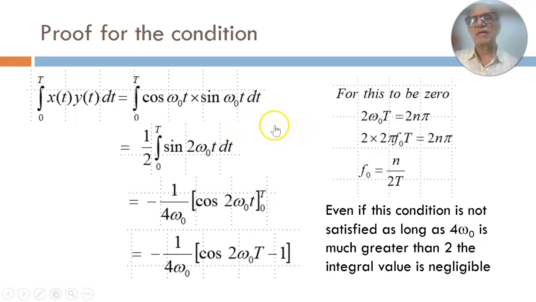Next, we want to find the condition for the cos or the sine to be orthonormal. In that case, we need to consider some amplitude for cosine as well as sine. We'll first solve it for cosine. Similar results are available for the sine.